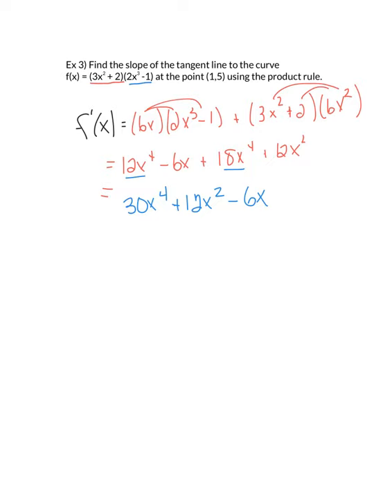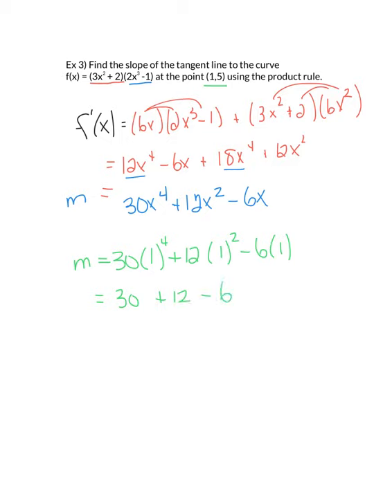Now since we've determined the derivative of this function, we know that this is equal to the slope, and since it gives us a specific point where they want us to find the slope of the tangent line, we are going to plug in that x value of 1. When I do that, I am going to be getting 30 times 1 to the 4 plus 12 times 1 squared minus 6 times 1. So 30 plus 12 minus 6 gives me 36.